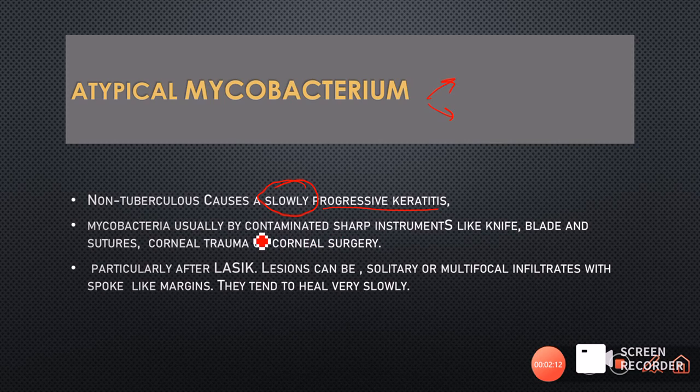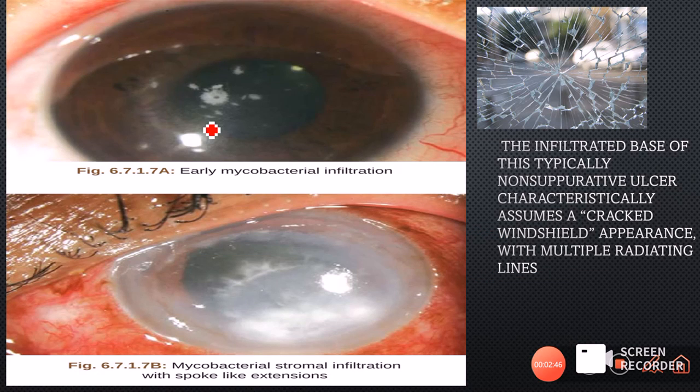However, whenever the instruments are contaminated, like the knife or the blade, sutures, sometimes after corneal surgery, even after LASIK, it has been seen that atypical Mycobacterium keratitis is common. They can cause solitary lesions, or they can cause multifocal infiltrates, and they will have spoke-like margins. So what I mean to say is, if this is the infiltrate, they will have these spoke-like margins, and because of the spoke-like margin, it looks as if you have thrown a stone against a glass and there's a cracked windshield appearance.